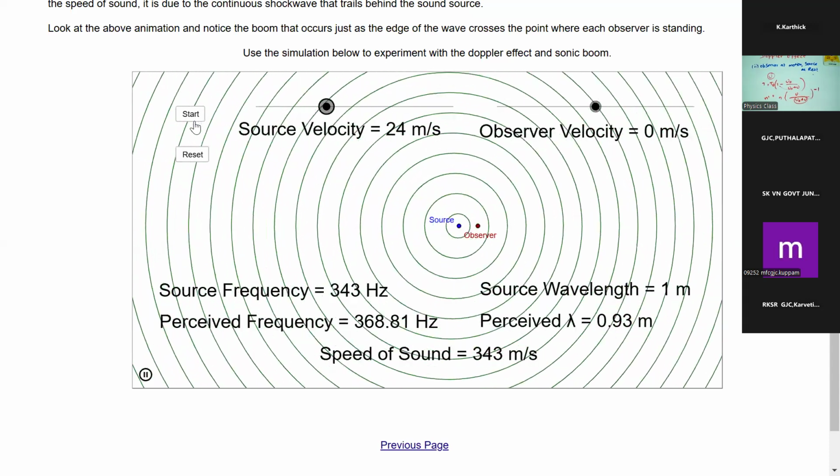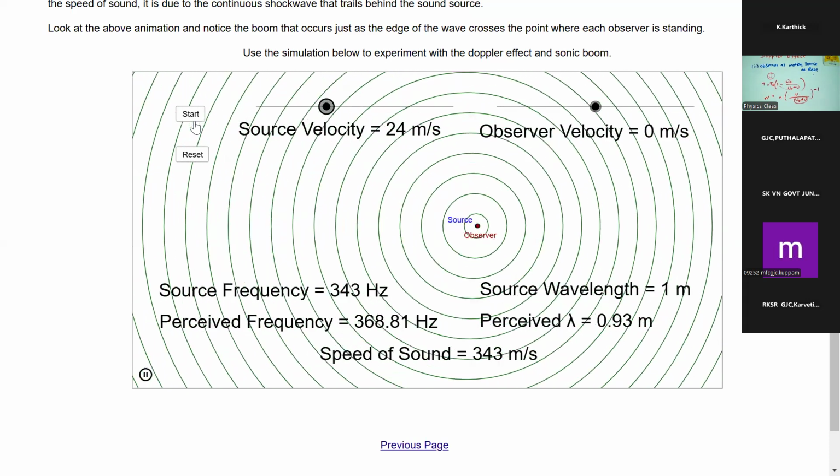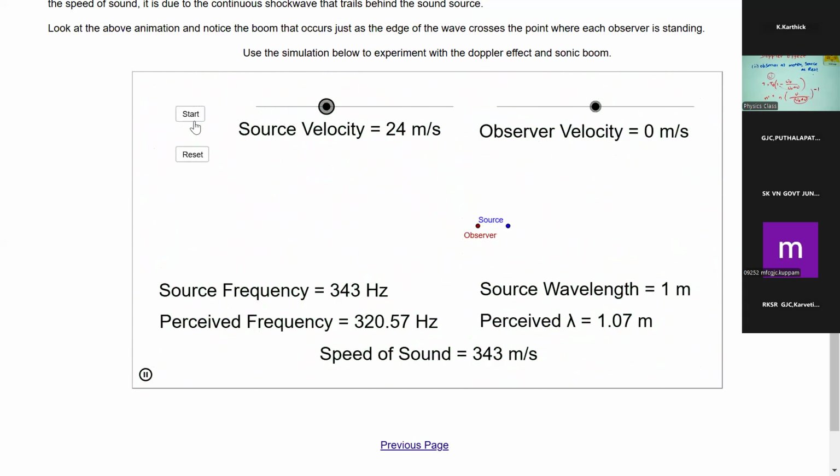After that, suppose the source passes us, the perceived frequency changes. You can note it down: 320.57 Hz, because the source is moving away from us. So now the perceived frequency is less than the source frequency. You can remember that n dash equals n into v by v plus or minus v s, where v is the speed of sound and n is the source frequency.